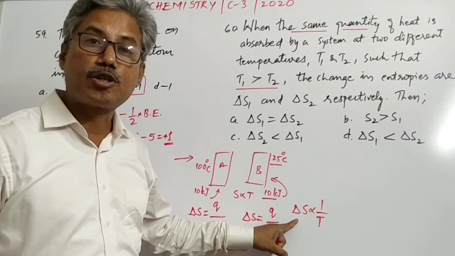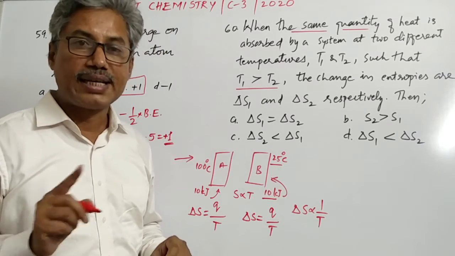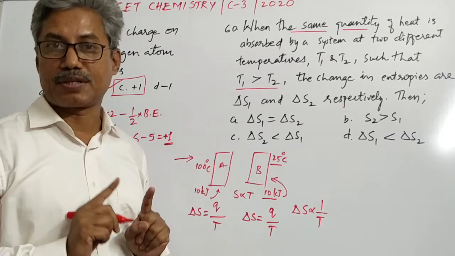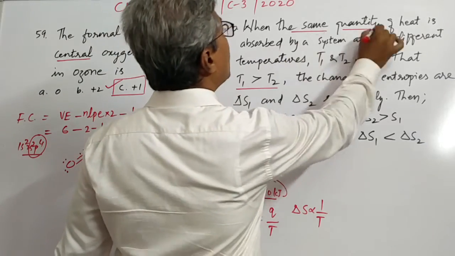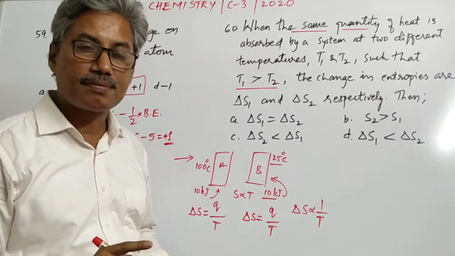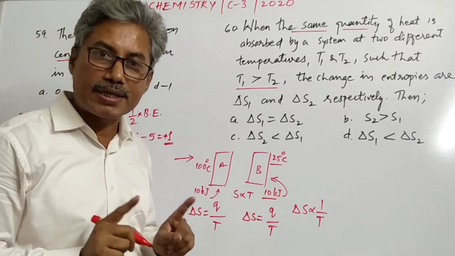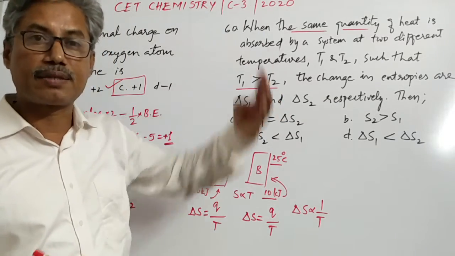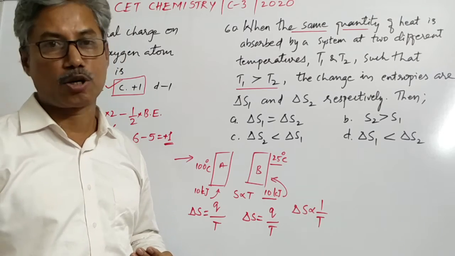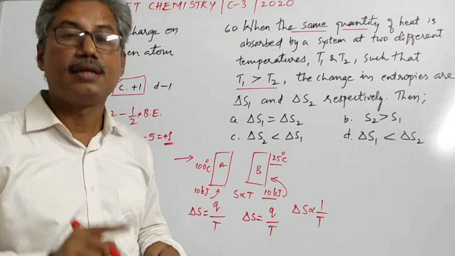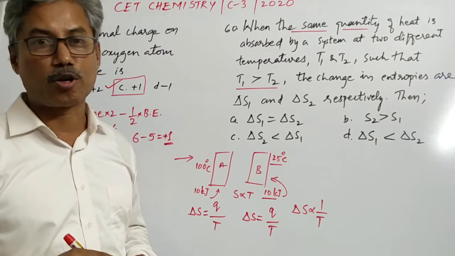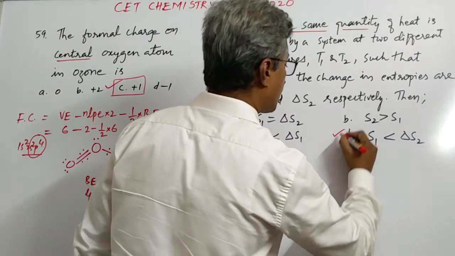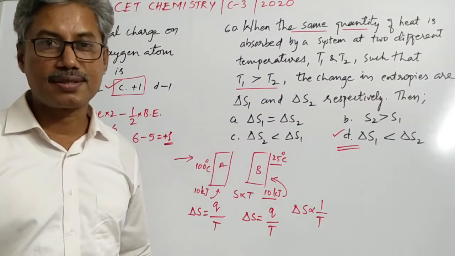That means the change in entropy of the system is inversely proportional to the temperature at which the system is kept, for the supply of the same amount of energy. Look at this. The same quantity of energy is absorbed by two systems. It means that a change in entropy is noticed. But the thing is, the two systems are at two different temperatures. The system which is at higher temperature will notice little change in the entropy, and the system which is at lower temperature will notice more increase in the entropy. That means delta S1 must be less than delta S2. Therefore, the answer must be this. Is it clear, students? Okay. Thank you.